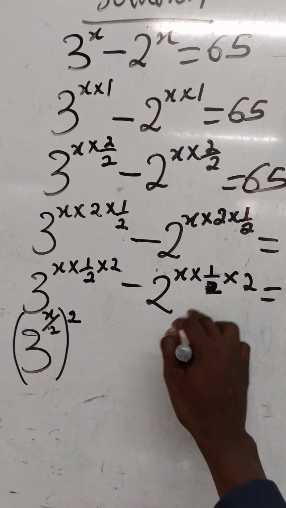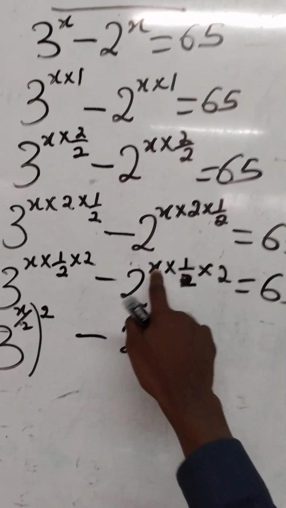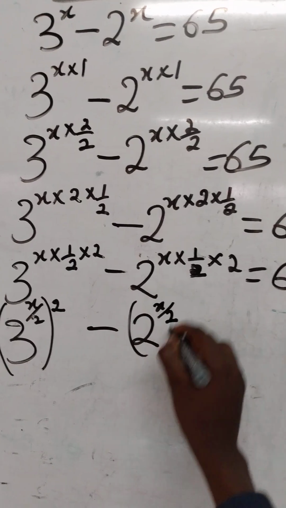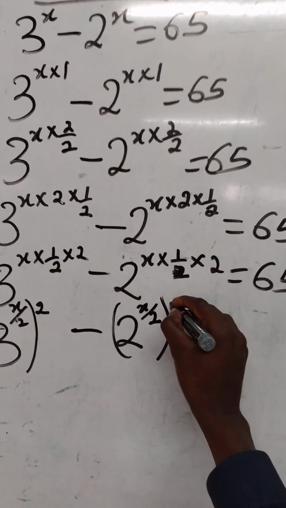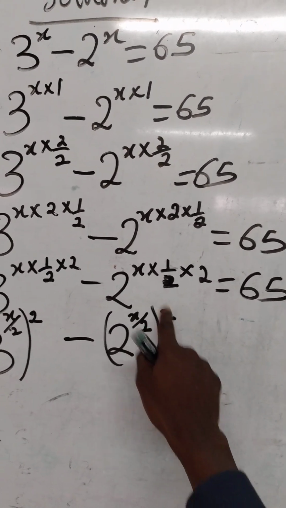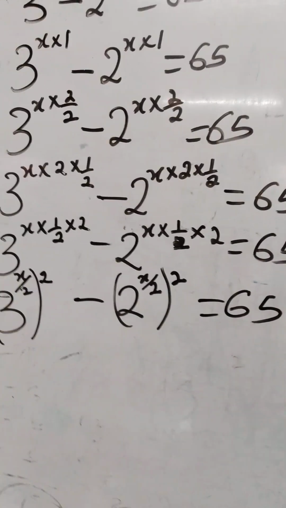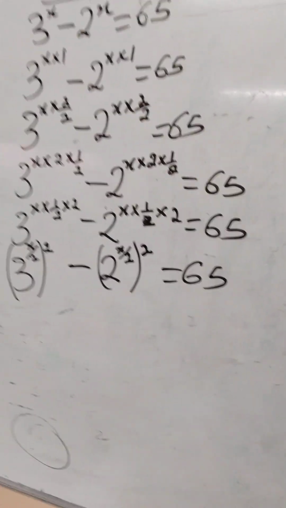Let's do the same thing here. Minus 2 raised to s times 1 over 2 will give us s over 2. Put in bracket. So this is the remaining 2 at the top, because s over 2 times 2 will give you everything that you are seeing here. So all equals to 65. All right, you are getting there.